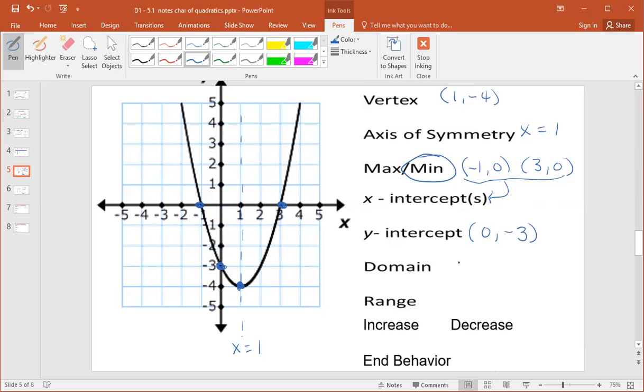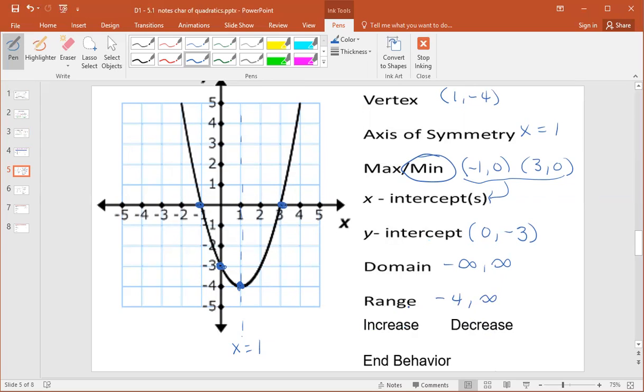Domain. We already said for domain it is always all real numbers, so negative infinity to positive infinity. Range, this is going from -4 upward. So that's what we're going to tell it, -4 to positive infinity.